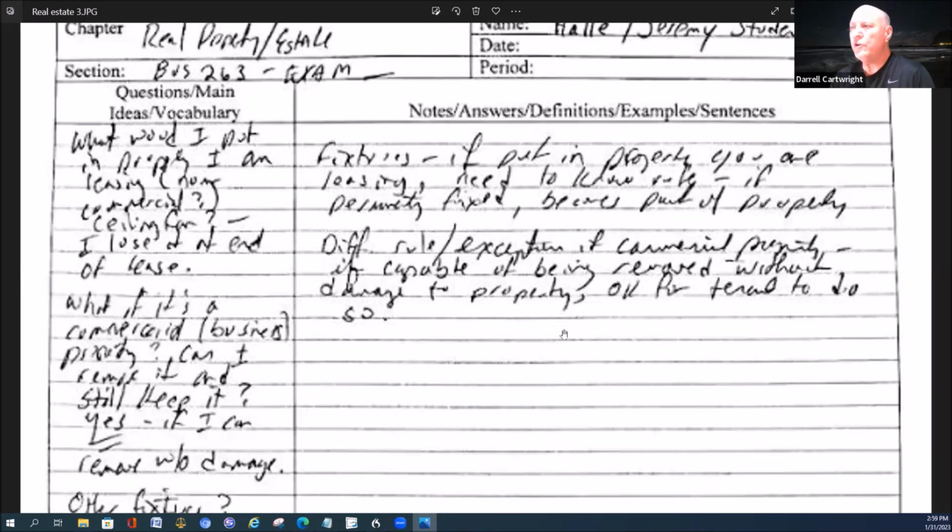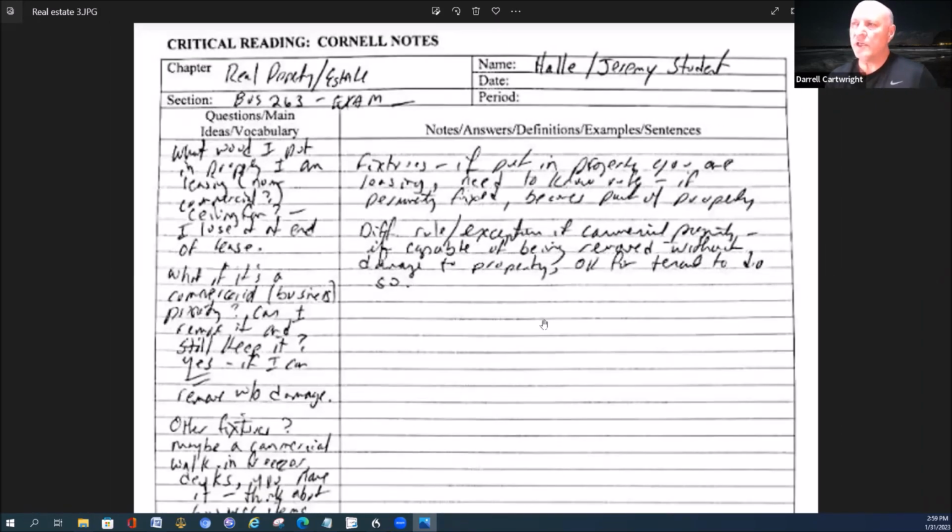That's how I would use the Cornell method of critically analyzing and taking notes. If you have any questions about it, there's plenty of stuff on the internet that will probably explain it better than I just did, but I thought it might be helpful if you saw how I would use it in my class with real live stuff that you're studying. Anyway, I hope this helps.